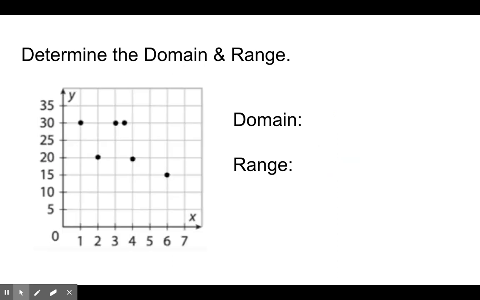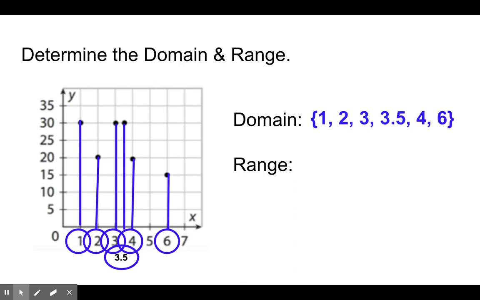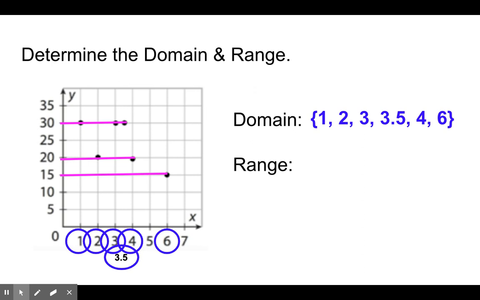Lastly, if we look at a graph, we're looking again at the x values and the y values. If I draw a line to all the x values, we have the points 1, 2, 3. There's one at 3.5, 4, and 6. So our domain is 1, 2, 3, 3.5, 4, and 6. Now if we look at the y values, I have to go on the y-axis of these points. So I have those lines, 15, 20, and 30. And that is our range.